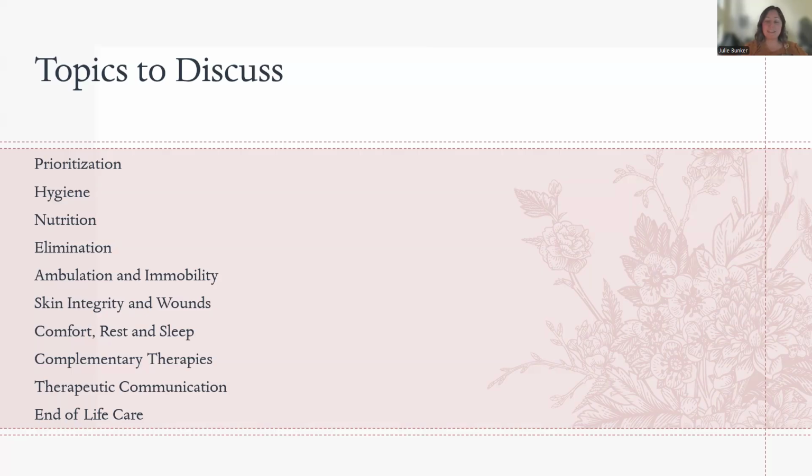Comfort, rest, and sleep. Very underestimated. We think, oh, we know what these interventions are, but do you really? We'll talk about them. Complementary therapies, that's like alternative medicine. We'll talk about some other options that patients may choose to take. And of course, therapeutic communication, those concepts that we're going to include in basic everyday interactions.